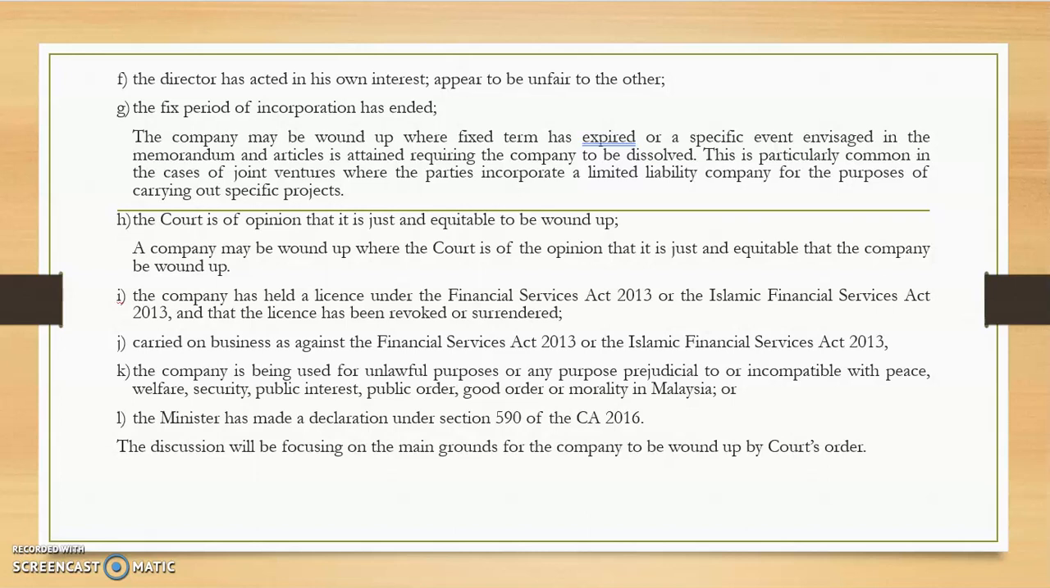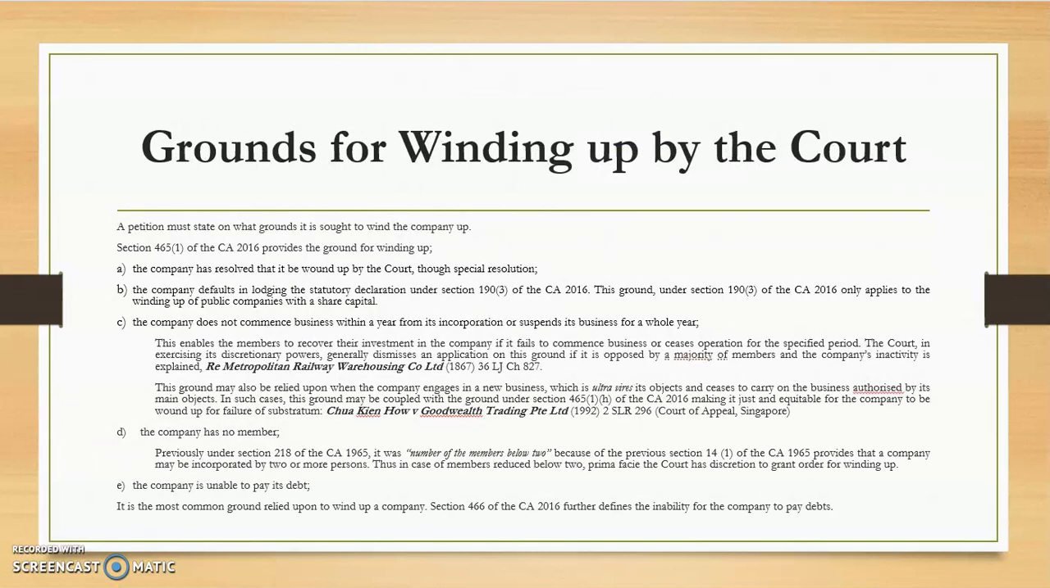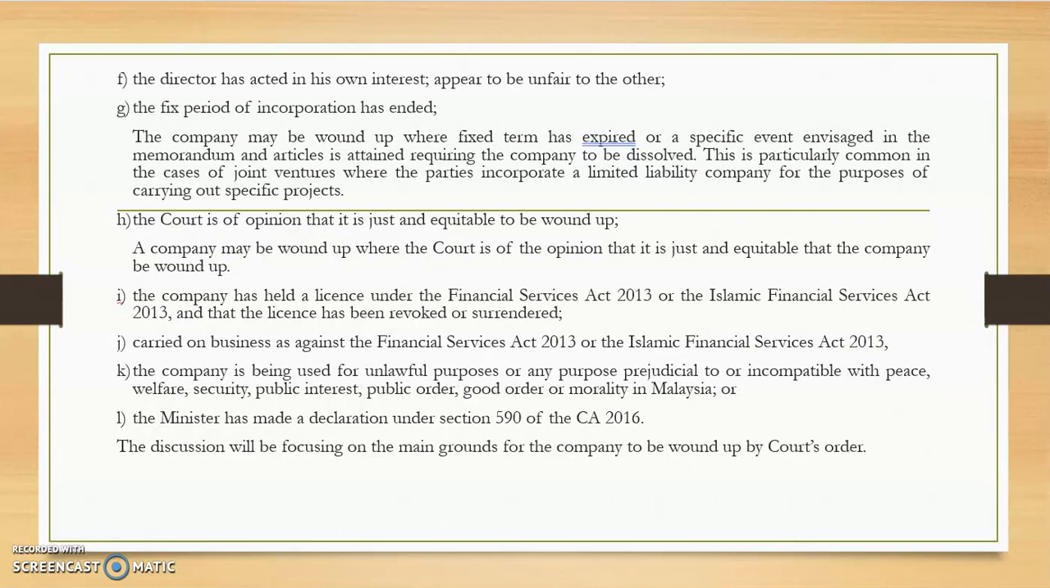Okay, the next ground for winding up is governed by section 465, subsection 1(f), where the director has acted in his own interest, which appears to be unfair to the others.